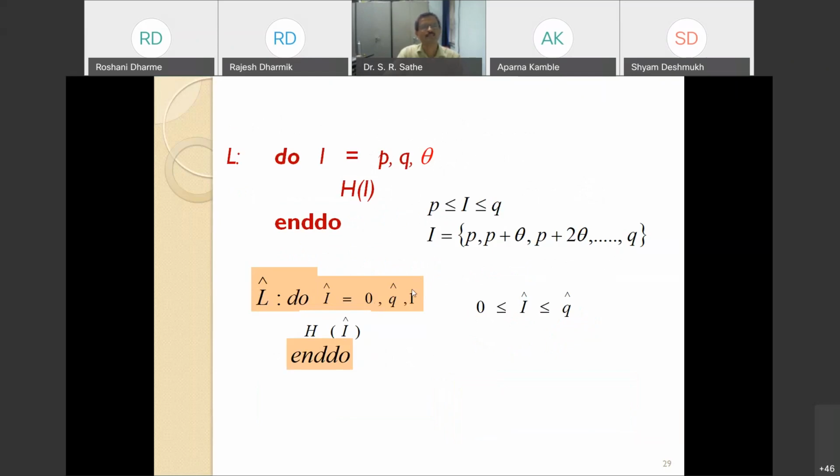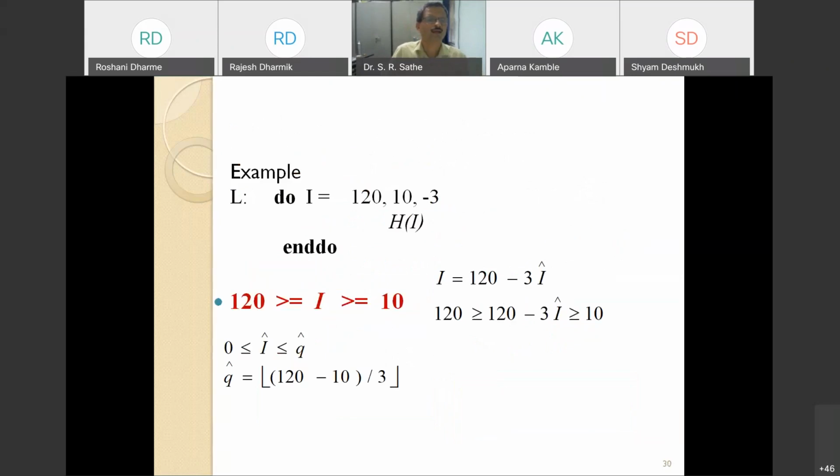0 to q bar in steps of 1. Theta becomes equal to 1. And of course, the number of statements that you have will also be transformed in terms of iteration space. Okay, so we have an example.